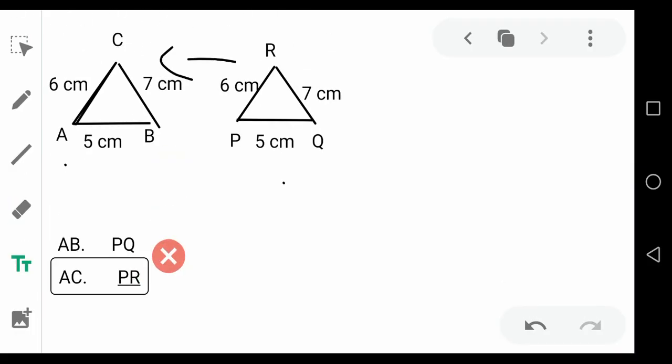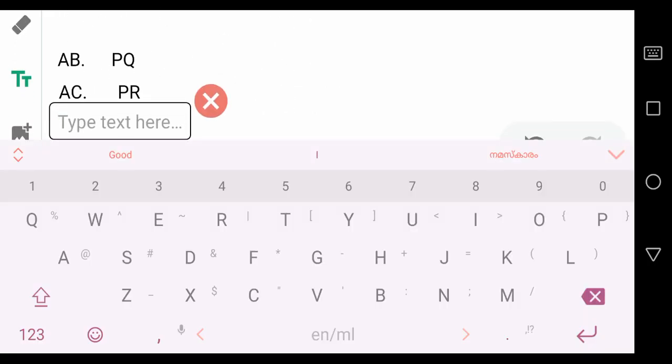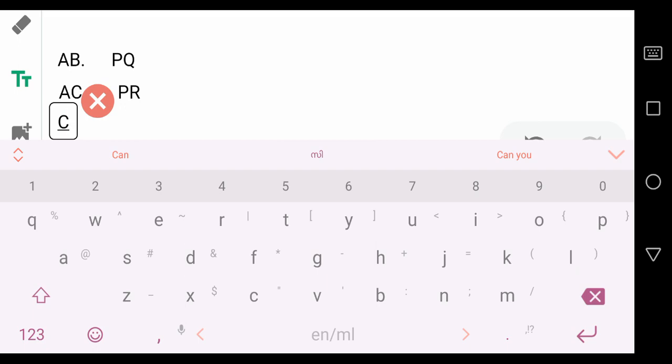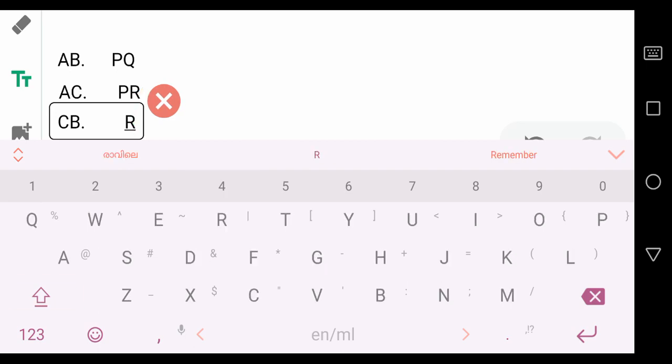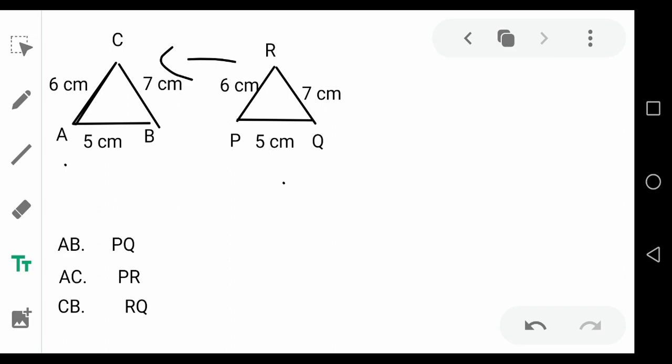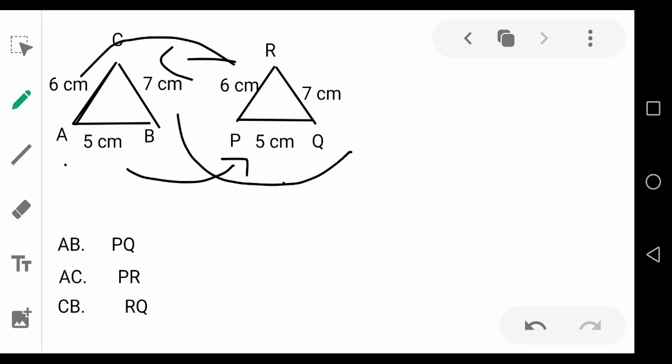These two will overlap. Then which two sides will overlap? CB and RQ. Right. CB and RQ. So we'll write here CB and RQ. So this is how the sides will overlap. AB will overlap over PQ, AC will overlap over PR, and BC will overlap over RQ. This is how the sides will overlap.